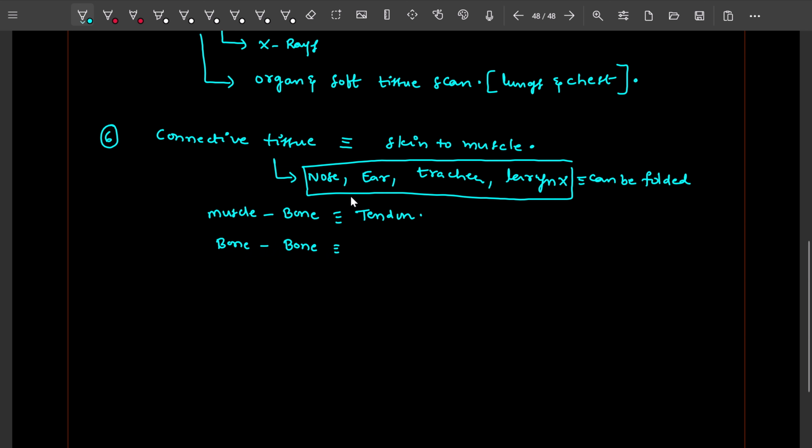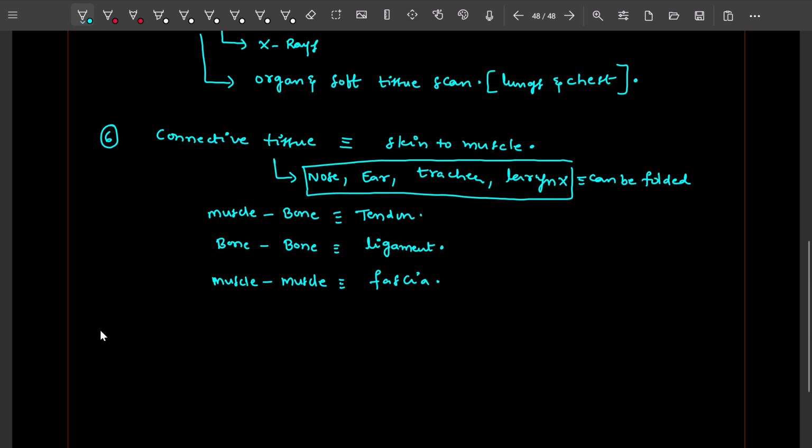The connection between bone to bone is called a ligament. Then the connection between muscle to muscle is called fascia.